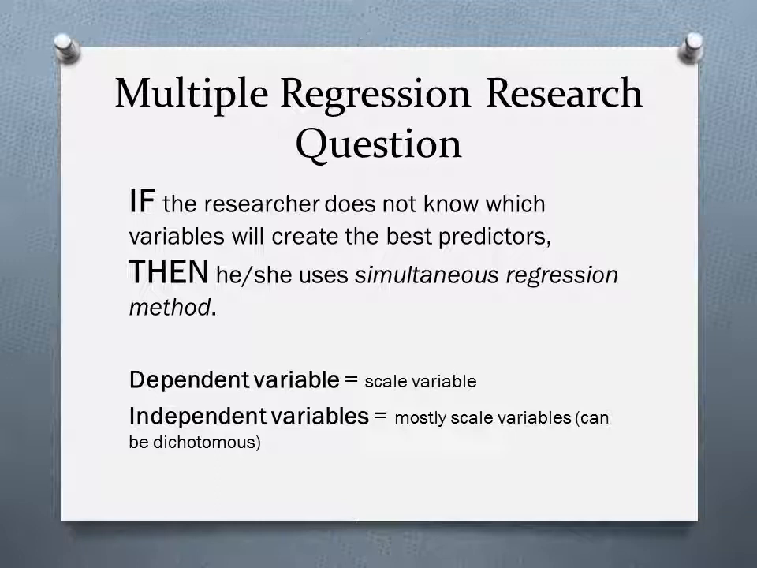For a multiple regression research question, if the researcher does not know which variables will create the best predictors, then he or she uses the simultaneous regression method. In this method, dependent variables are scale, and independent variables are mostly scale, but can be dichotomous.